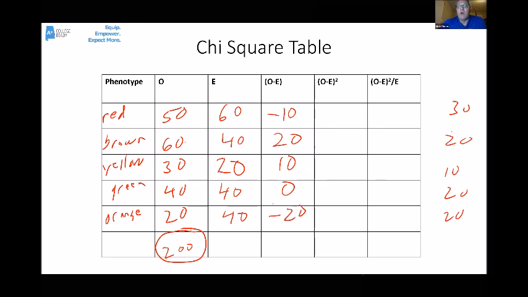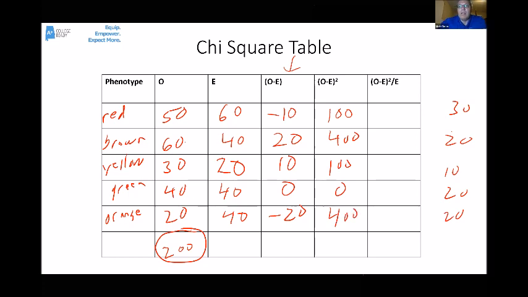All right, then you go O minus E squared. So you square this column. So negative 10 squared is positive 100. Remember, negative times negative is positive. Everything from here on out ought to be a positive number. 20 squared is 400. 10 squared, 100. This is 0. This is 400.